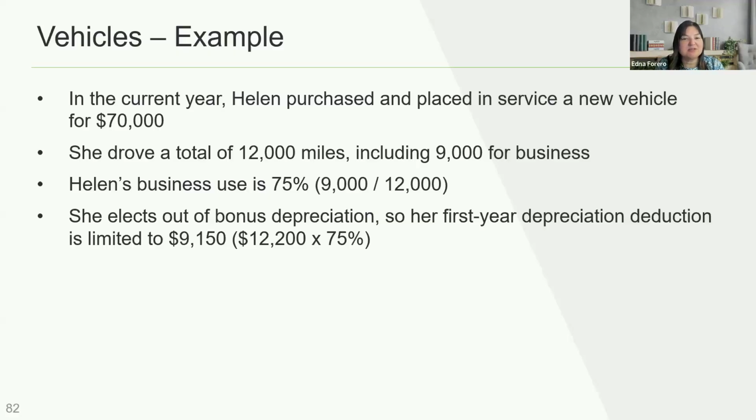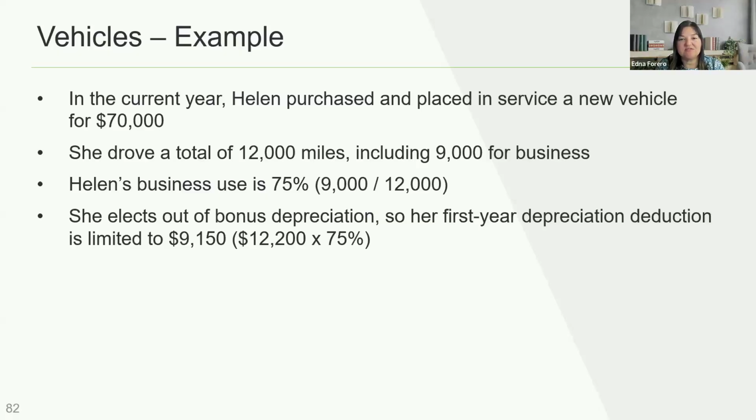If Helen purchased and placed in service a new vehicle for $70,000 and she drove it for 12,000 miles, 9,000 of that was for business. So her business use is 75%. Pretty straightforward. 9,000 divided by 12. She elects out of bonus depreciation. So her first year depreciation deduction is going to be limited to 9,150, which is that total limit of 12,200 times 75%.